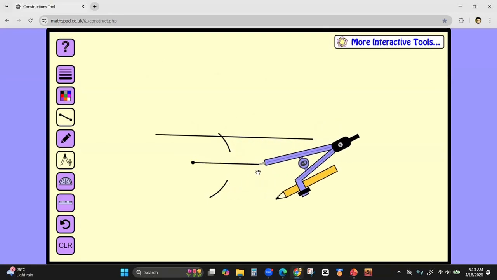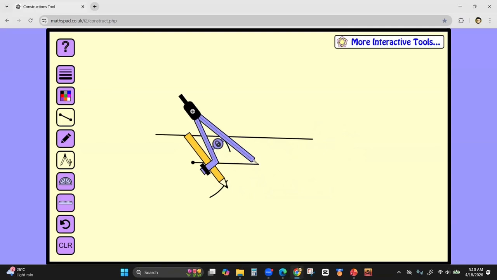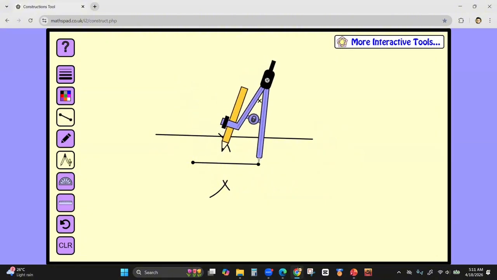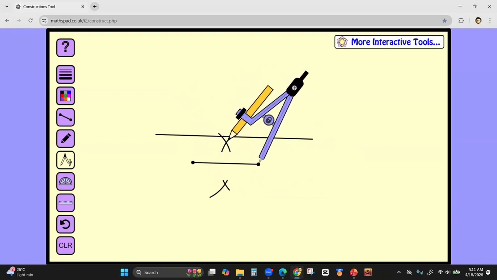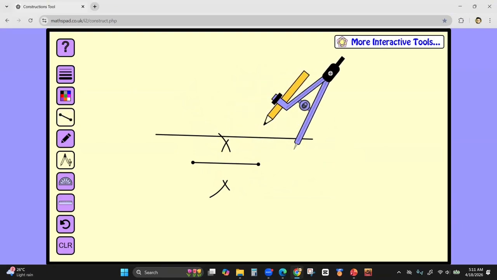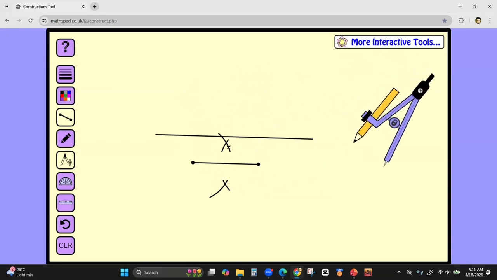Now we will keep the measurement the same, and then we will draw another 2 arcs from the other point. So we will draw one arc here and then we will draw another arc here. So we will be getting two intersecting points, right? We have to join those two intersecting points. So if you join them and extend a little, let me join it correctly.